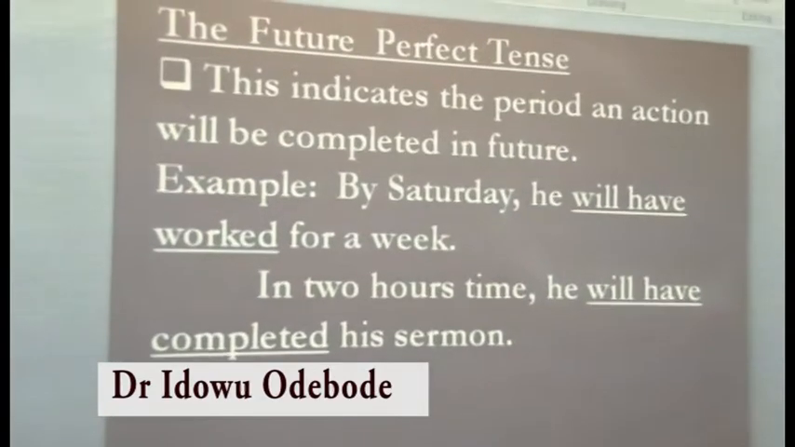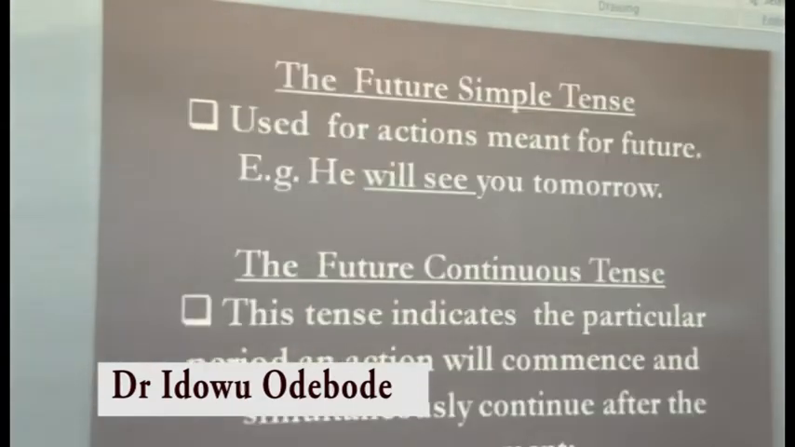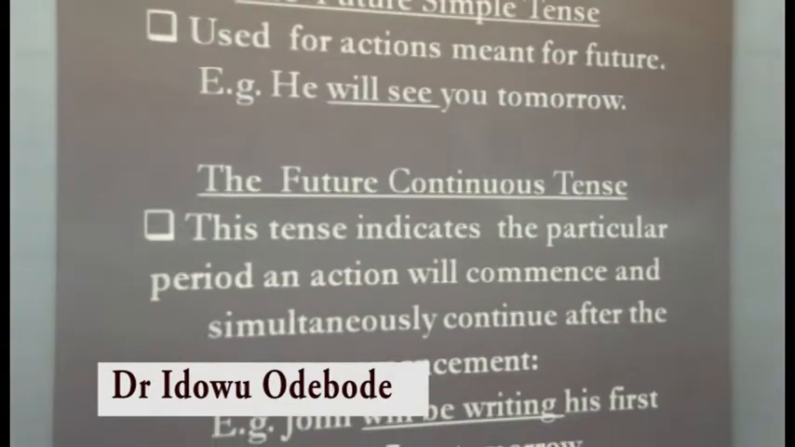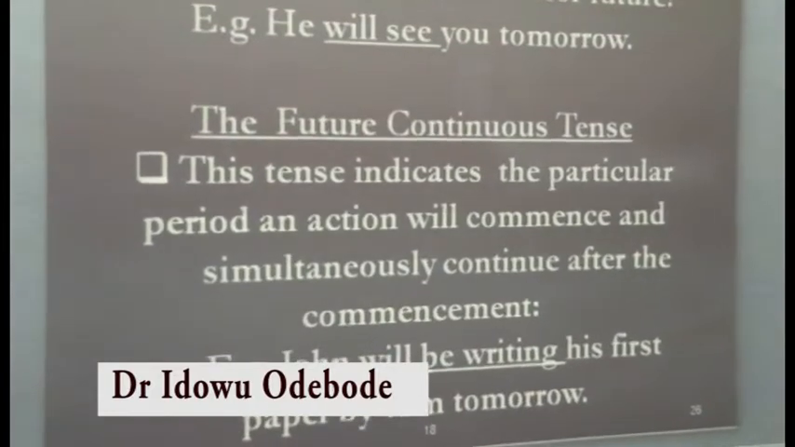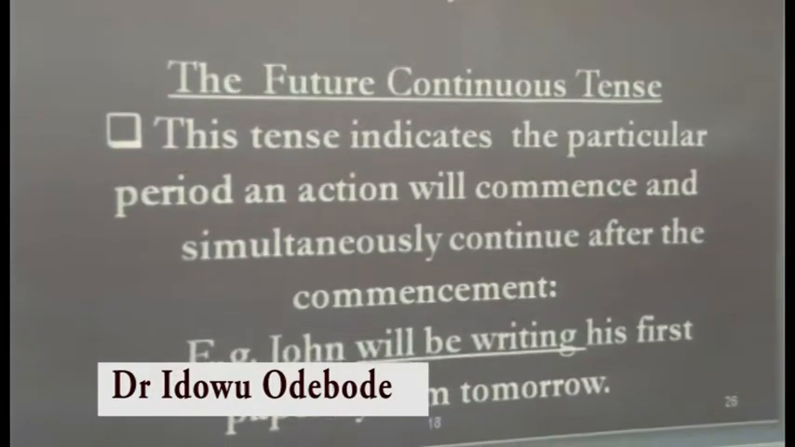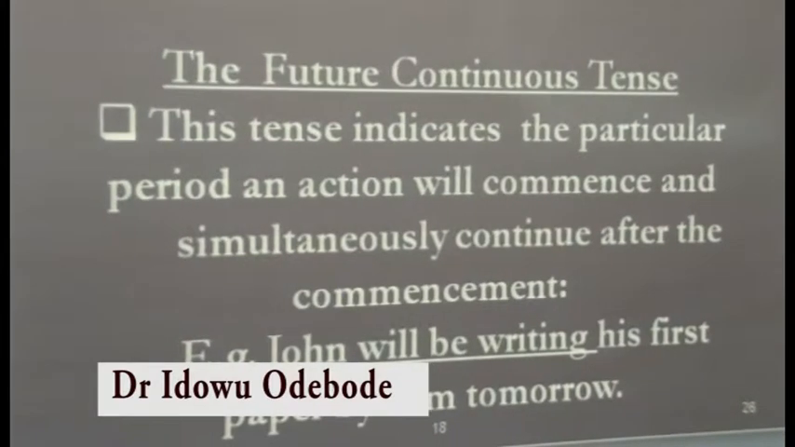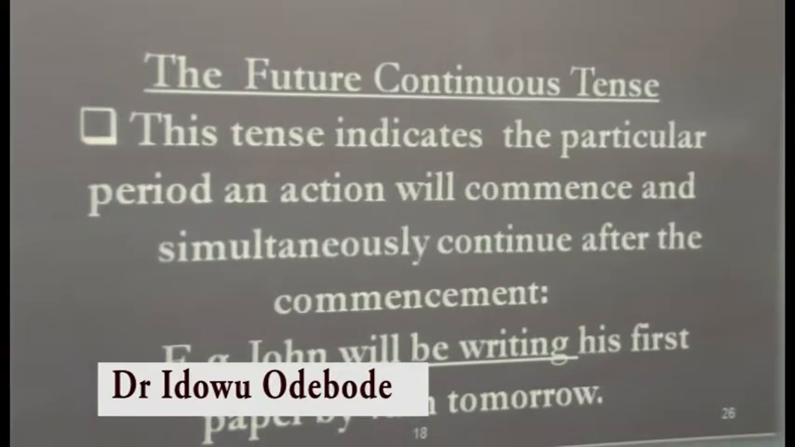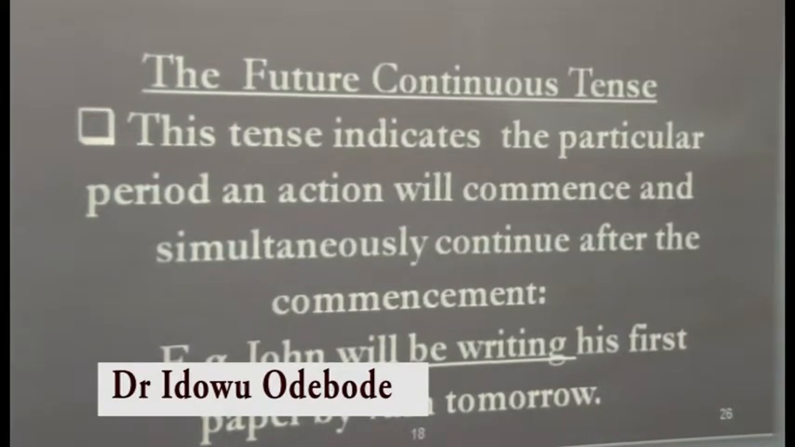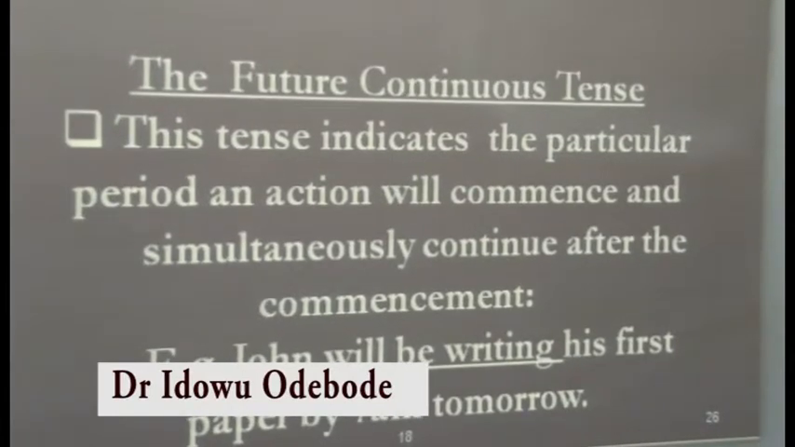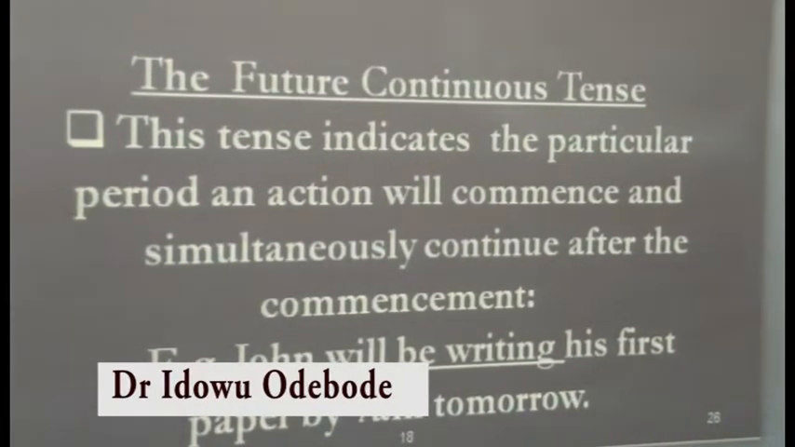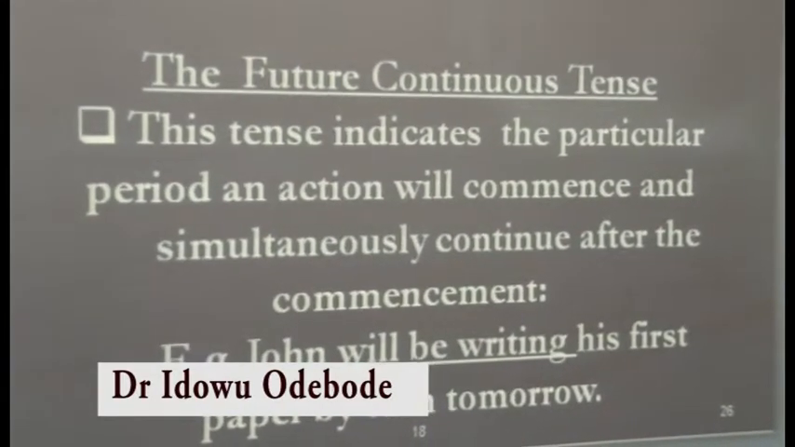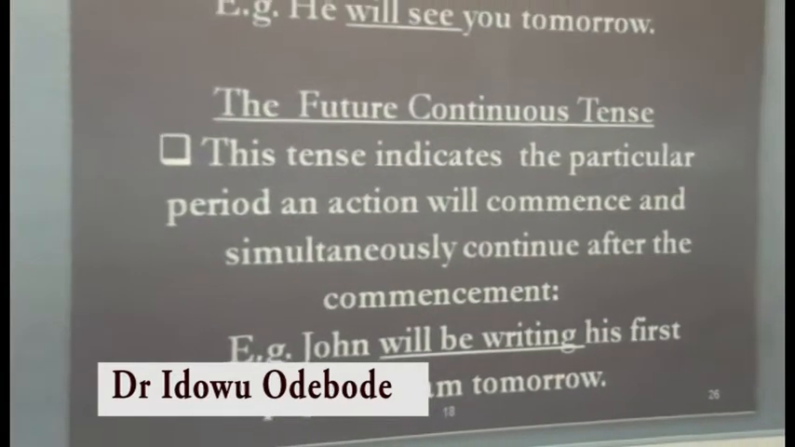The future continuous tense. The future continuous tense indicates the particular period an action will commence and simultaneously continue after the commencement. For example, John will be writing his first paper by 7 a.m. tomorrow. We shall be listening to the news broadcast by 6 o'clock this evening. By this time next month, Daddy will be traveling to the United Kingdom.